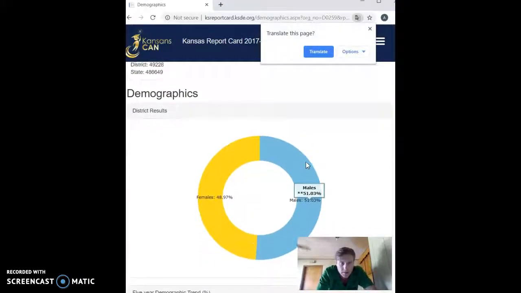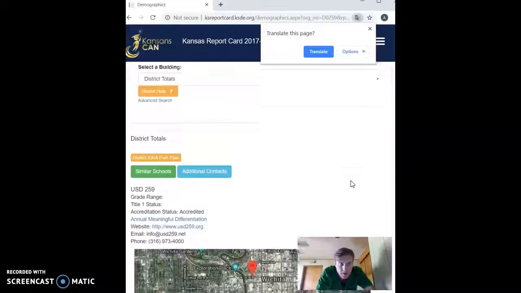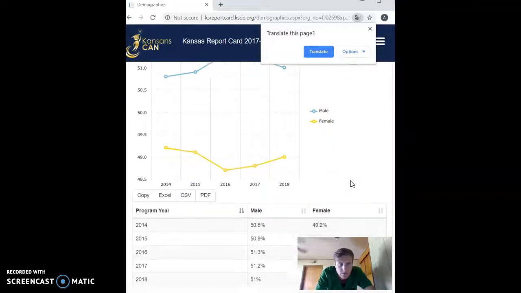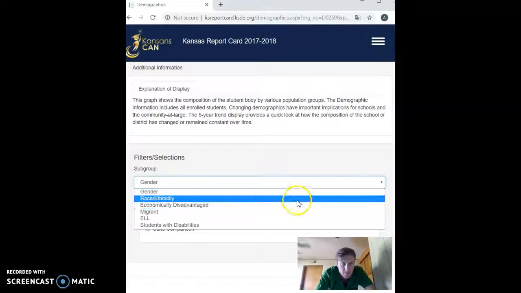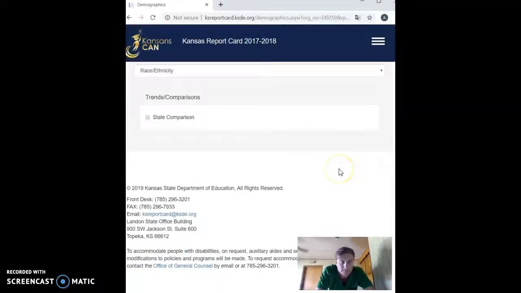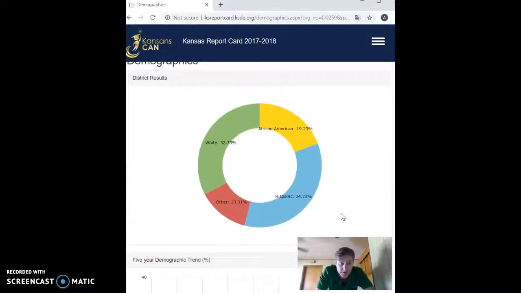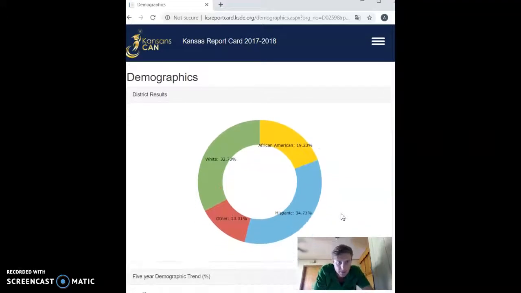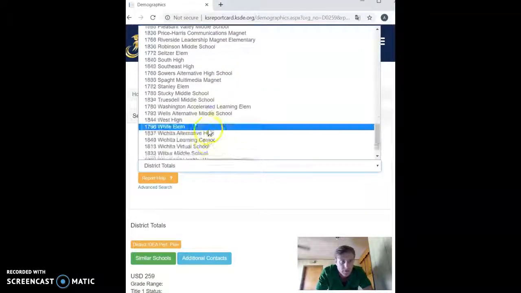All right, so we're at 51% male to female ratio here. And continue down. We'll change the subgroup by race. For USD 259, it's pretty spread out. As you can see, our highest population is Hispanic. So we have a very diverse school, and this looks very similar to mine at West High too. Let me go ahead and switch to West High for you.